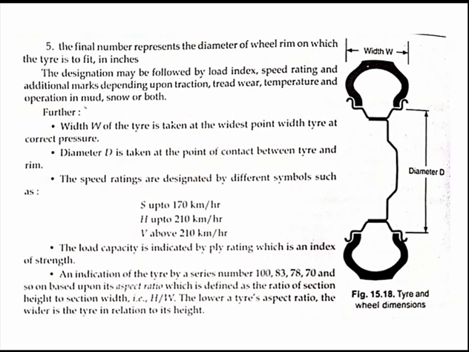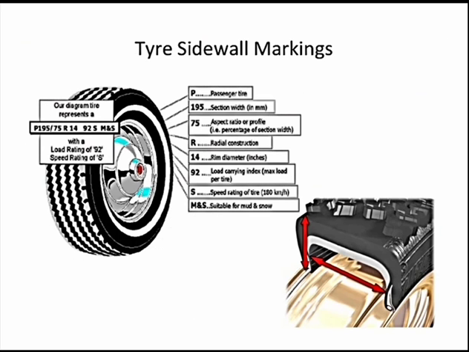Now the next figure. In practice, on the side of the tire there is a punctured mark, and there will be markings like P195/75 R14. Here you can see P195/75 R14 92 S M+S. Like this, these numbers and letters are imprinted over the tire.